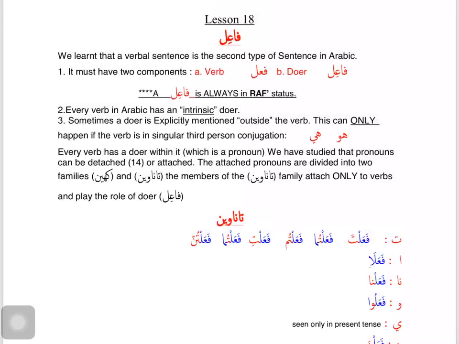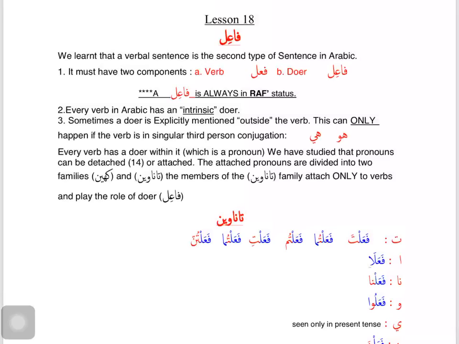So this will be a two-step process. As we said, every fi'l has a fa'il within it as a pronoun. So the first step is to get good at recognizing the pronoun fa'il that is always present in the fi'l. The second step would be, if my fi'l is in the huwa form or the hiya form of the verb, then I need to train myself to find the fa'il if it has been mentioned explicitly outside the fi'l.